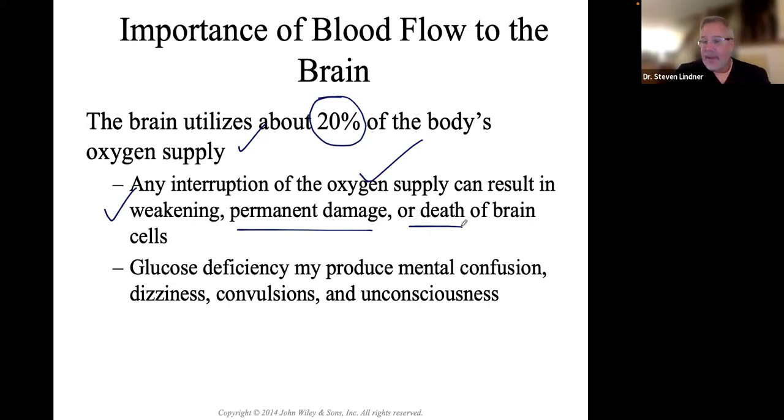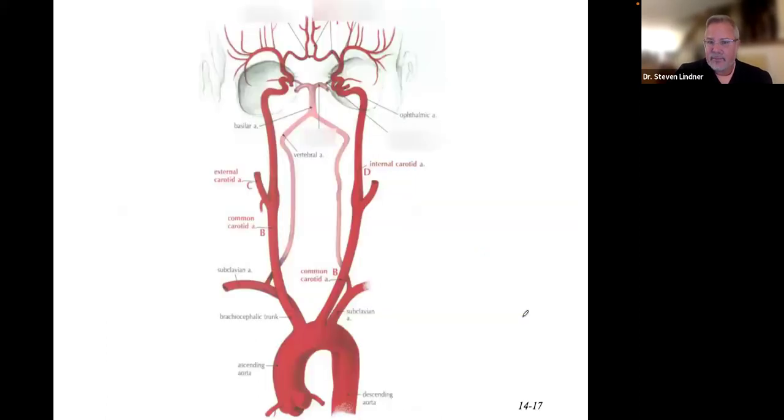And the same thing can happen if you deprive it of glucose. Any type of glucose deficiency for short periods of time can result in mental confusion, dizziness, convulsions, and even unconsciousness. So this is the blood supply to the brain.